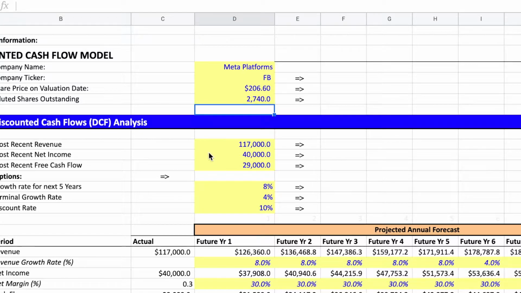Now the revenue in 2021 was $117 billion, and 30% of that was net income, so the net income was $40 billion. Now the free cash flow was $29 billion. This is margins of about 24%, and free cash flow is essentially the money that re-enters the company. So if you were the owner of Facebook, you'd essentially have $29 billion in your pocket.